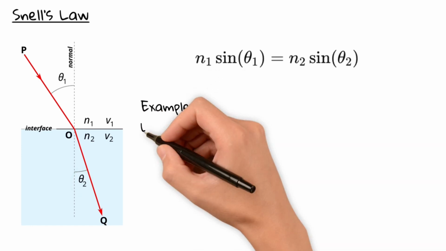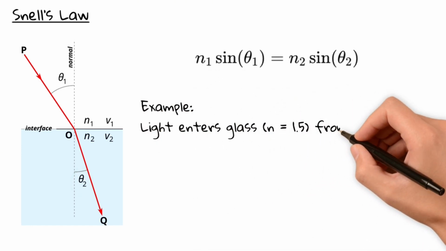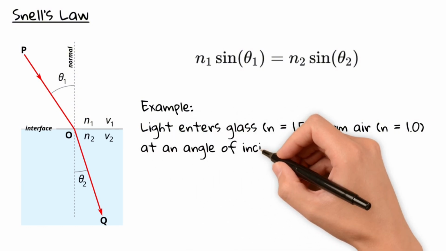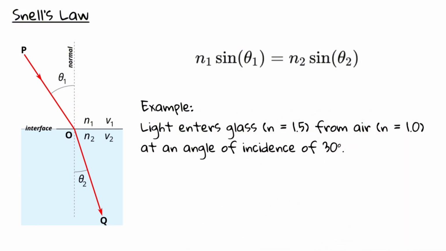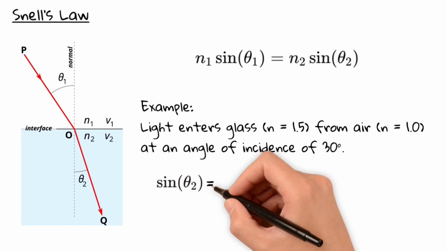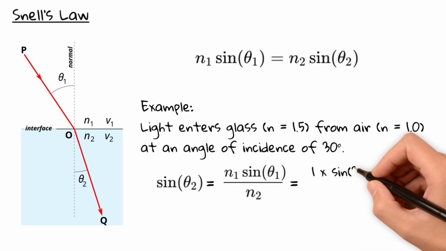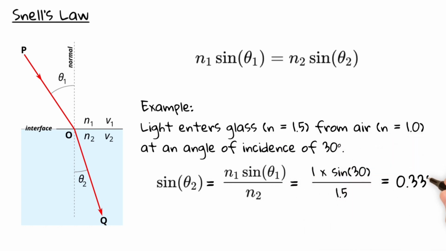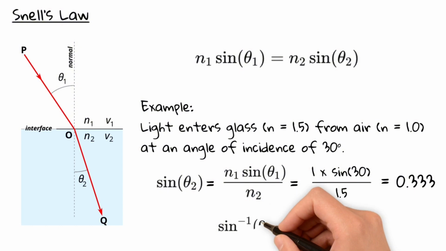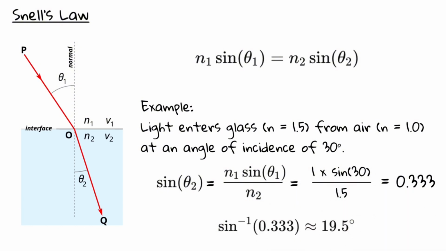Here's an example. Light enters glass with a refractive index of 1.5 from air with a refractive index of 1 at an angle of incidence of 30 degrees. To calculate the angle of refraction, we rearrange the formula. Now we substitute the values. Don't forget to use the inverse sine to get the angle of refraction.